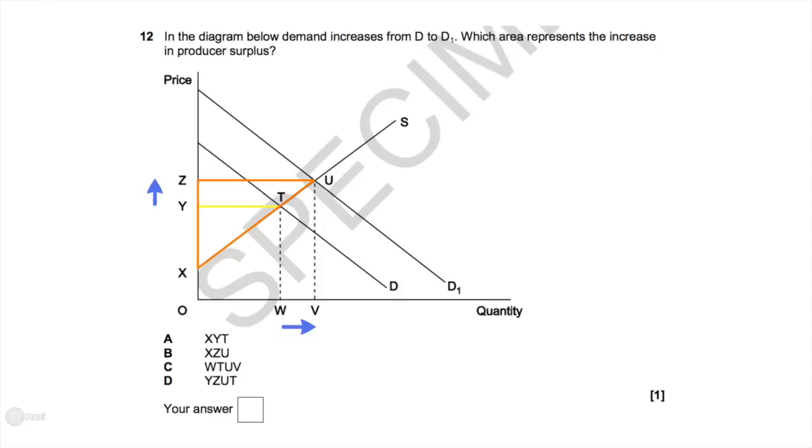The difference in producer surplus is the orange triangle minus the yellow triangle, which comes out to the green shape, which is area ZUTY, which is also YZUT, which is answer D.